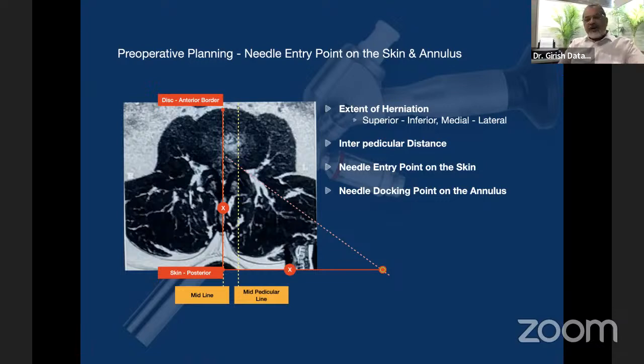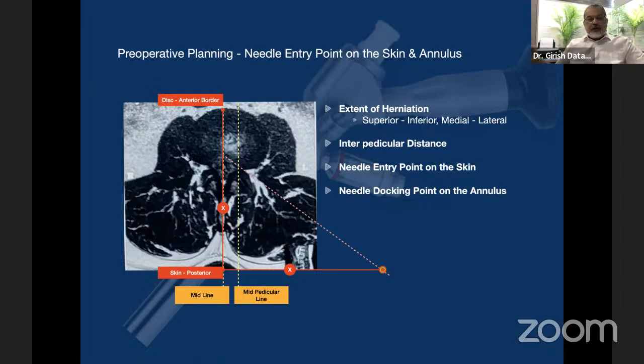So the first thing to understand is the extent of the herniation. How superior, inferior is it migrated, how medial and lateral is it migrated. So you should know what your target is. Where are you going to approach? Second, to plan a level, you should also understand the interpedicular distance. An extruded herniation which is more central at L5-S1 is extremely difficult, but the same kind of herniation at L1-2 or L2-3 may be very easy because of the interpedicular distances. So the docking point on the annulus is important.